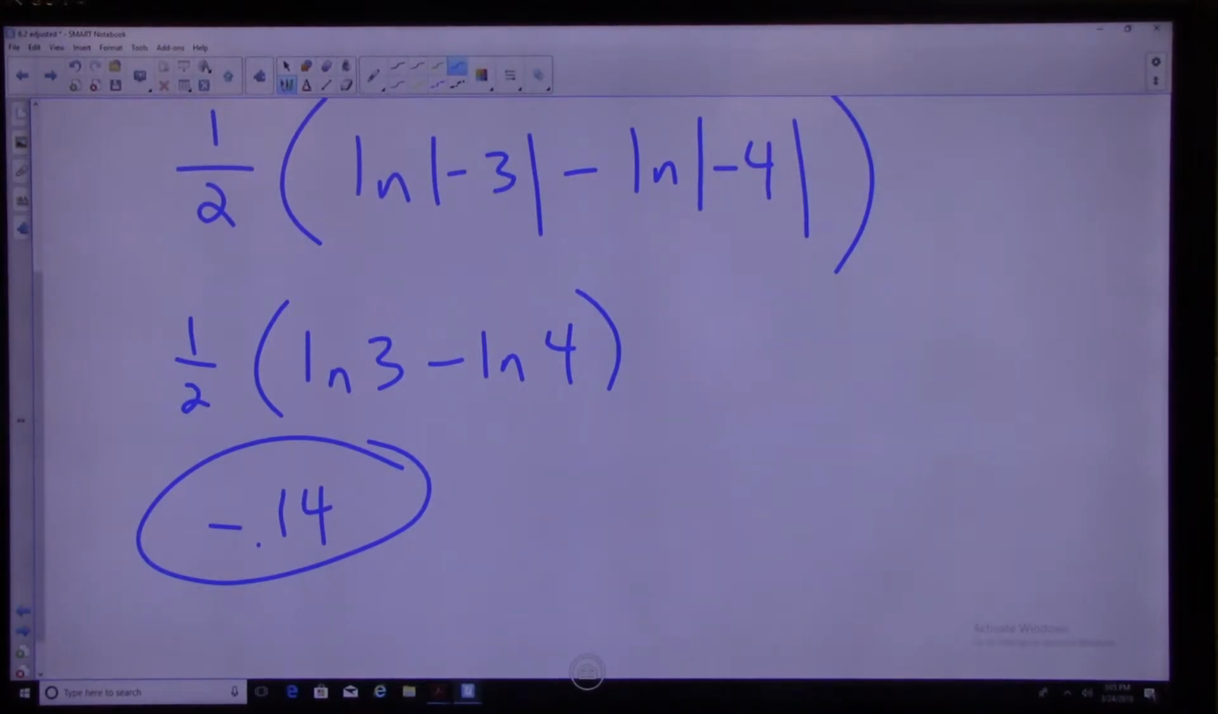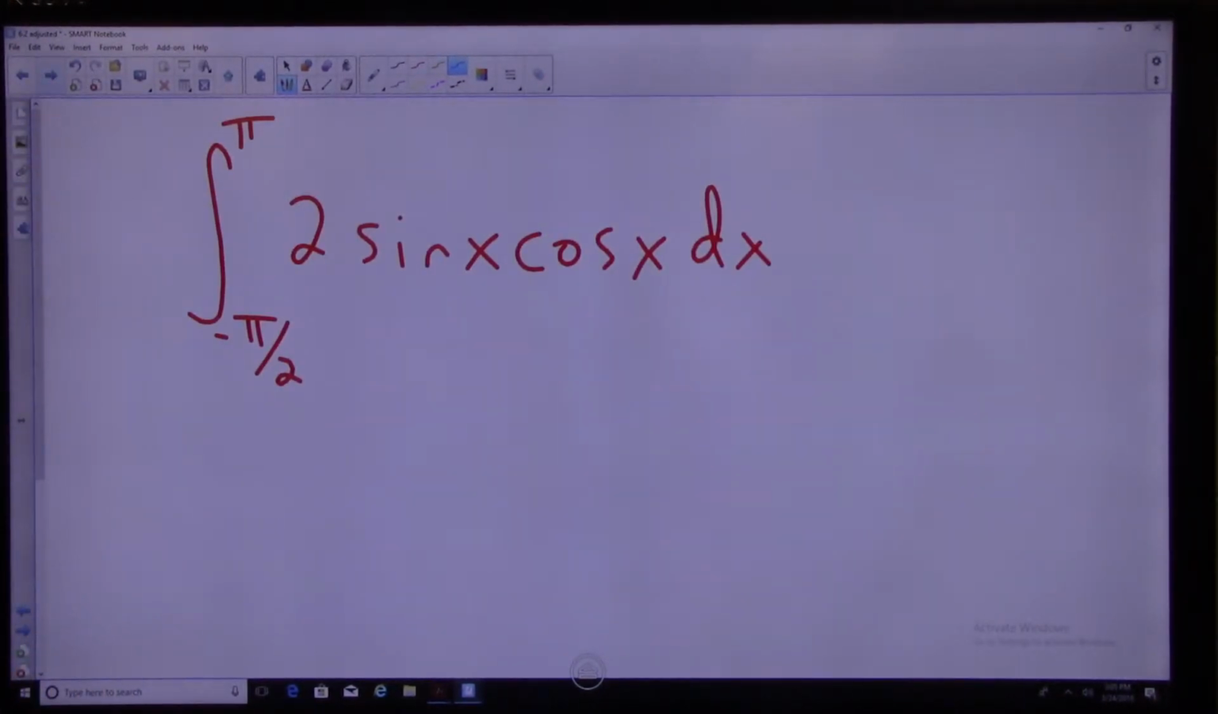All right, let's do another one. Sorry about that. Let's move on. Next problem here is this guy right here. We've got the integral from -pi/2 to pi of 2 times sine x cosine x dx.